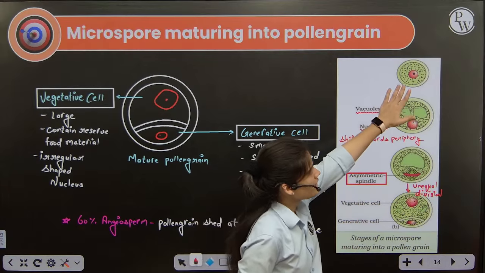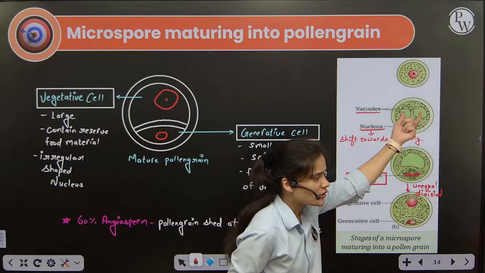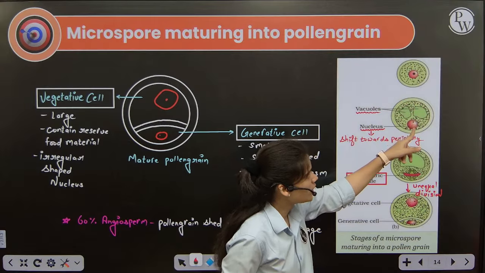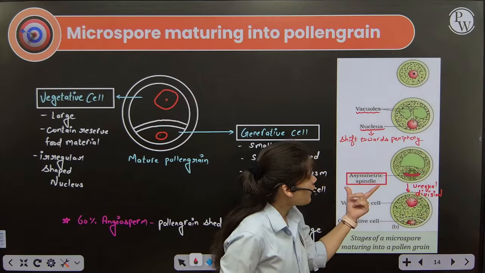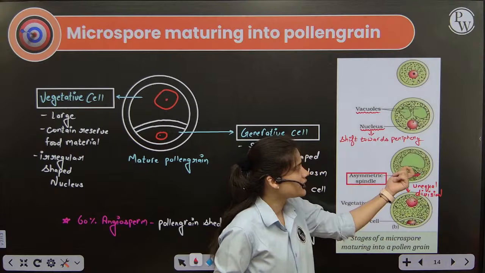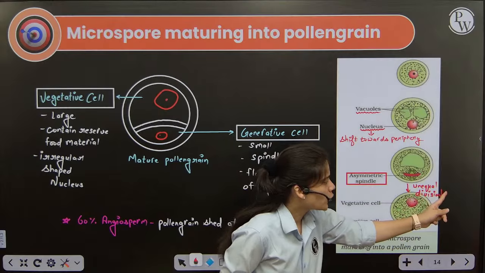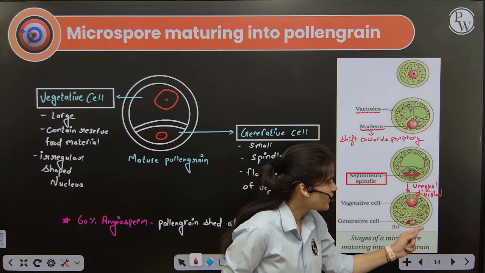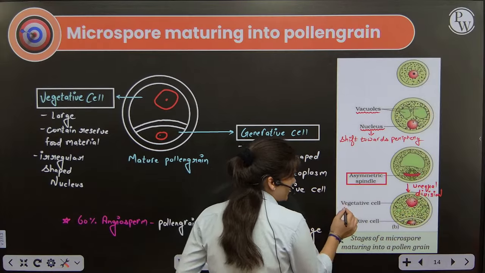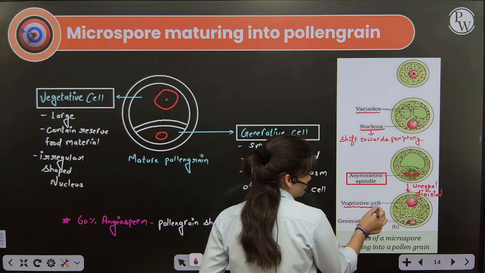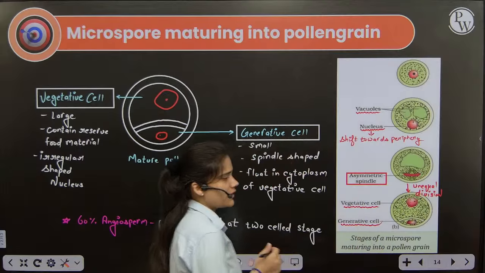What happens? Initially the microspore is there. Vacuoles occupy most of the part of this microspore. As a result, what happens? The nucleus shifts towards the periphery. Then due to formation of the asymmetric spindle, this leads to unequal division of that microspore, and due to that unequal division, one cell is a large cell, another cell is a smaller one. The large cell is known as the vegetative cell, and the smaller cell is known as the generative cell.